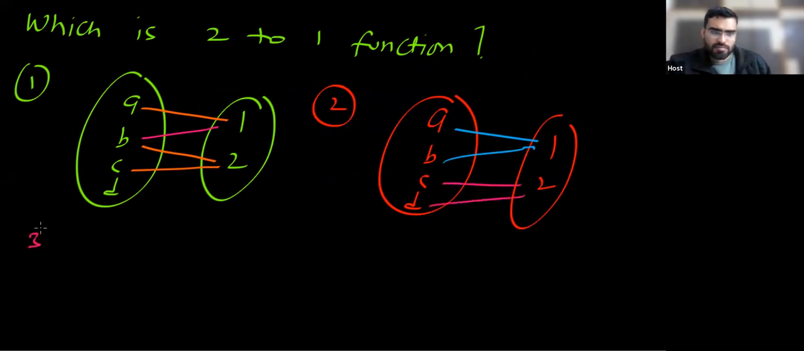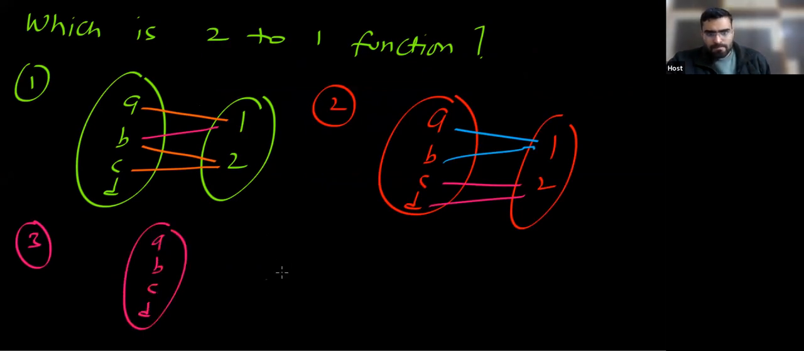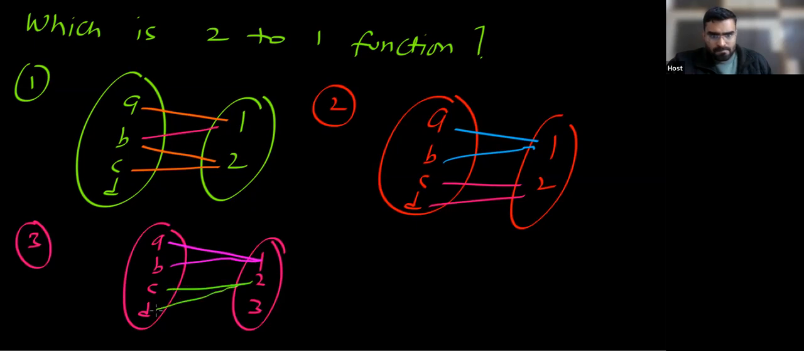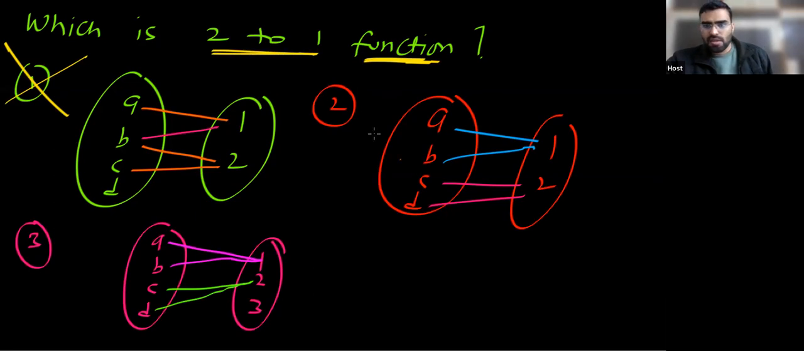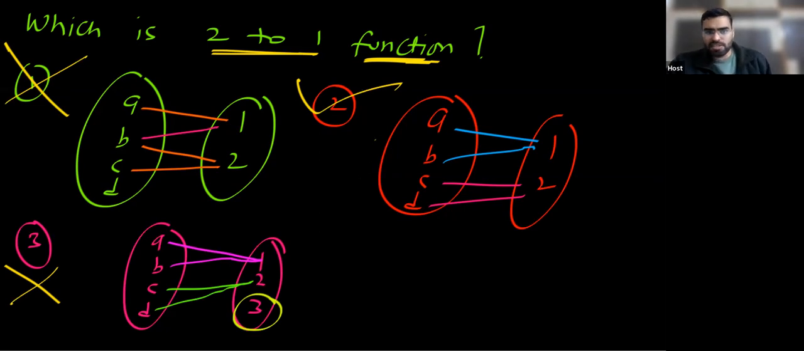Which of them is a 2 to 1 function? This is not even a function. So first of all, this is not even a function. Remember, this must be a function. This is a 2 to 1 function. This is not a 2 to 1 function. Why? Because I told you every element must have 2 pre-images.